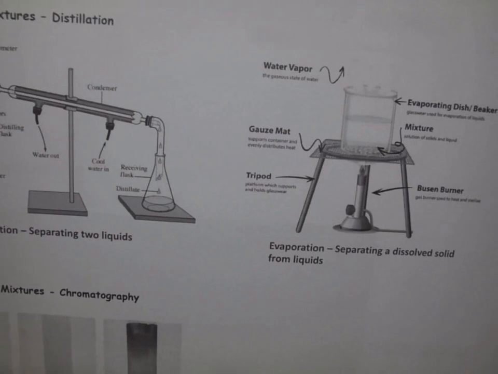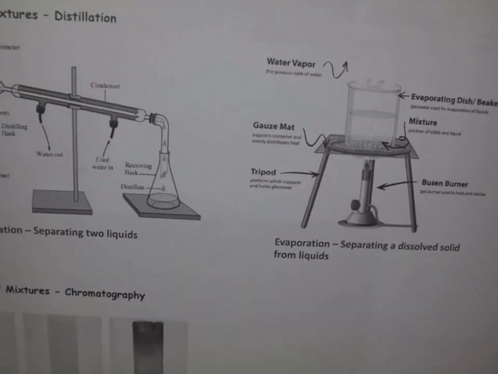Here's a simpler way that we could use this process. What if I have rubbing alcohol mixed with water, and we need to separate the rubbing alcohol from the water? Rubbing alcohol has a way lower boiling point than water. It will boil at a much lower temperature than the water will.